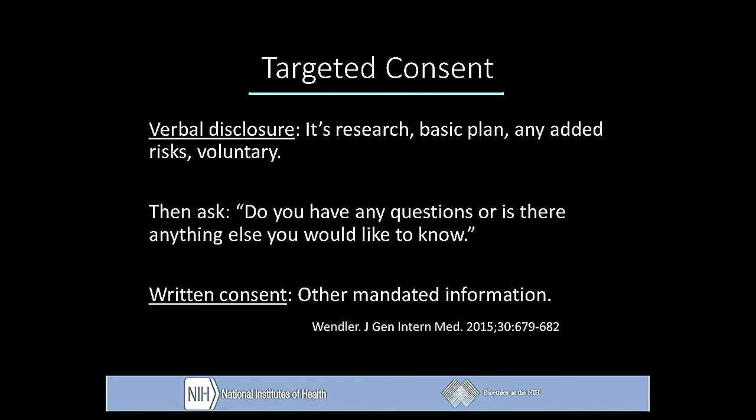And so basically it has two parts. It has a verbal part, like the brief verbal disclosure. Put in there the salient information, and just put everything else into a written form which the person can read if they want to read it. And so I think you just basically tell them it's research, basic plan about the research. If there are added risks, explain those to them. And then just explain it's voluntary, it's up to them, and then ask them if they have any questions or not. All the other mandated information can go into the consent form.